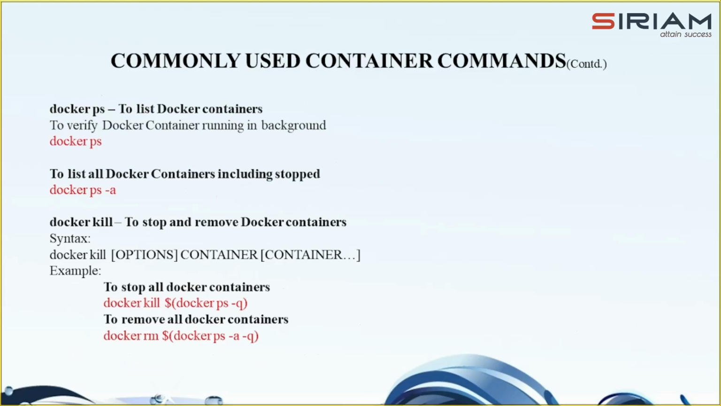Next is docker ps. It lists the Docker containers that are currently running, right? When you run docker ps, it displays a list of Docker containers that are currently running, and this command provides information such as container ID, names, status, ports, and more. It helps you verify which containers are active and operating.